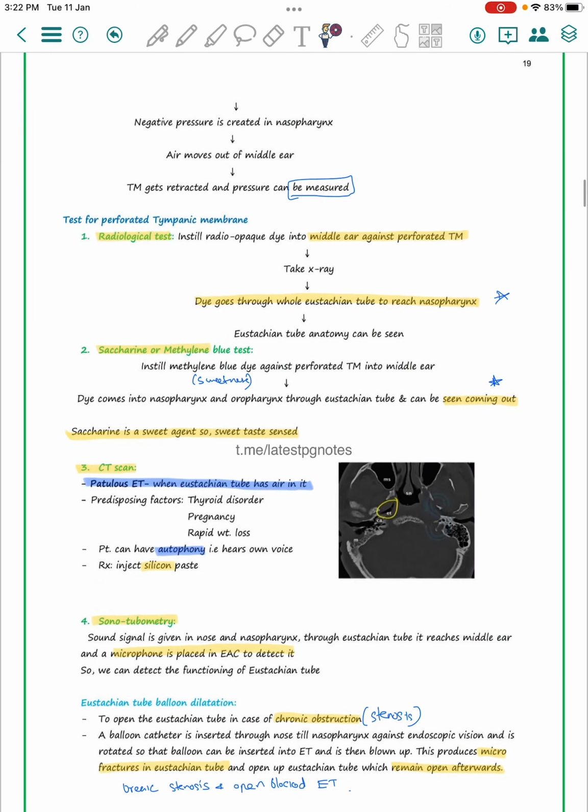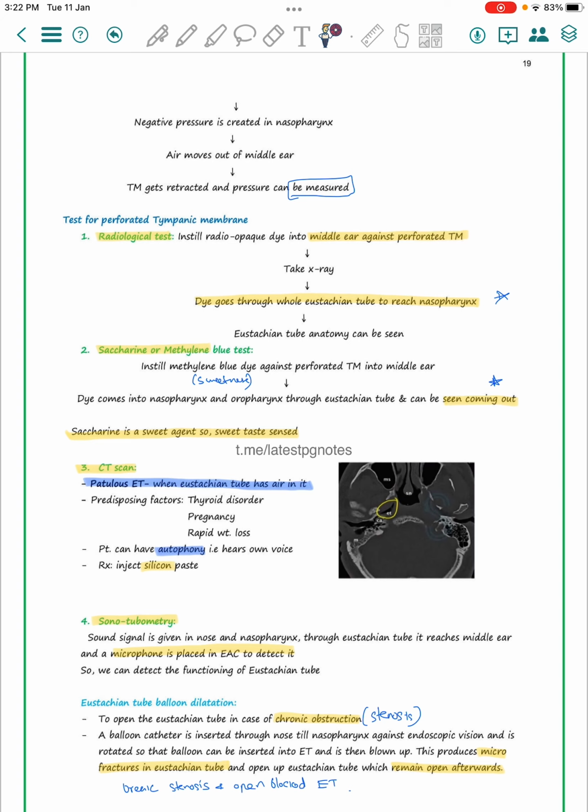Next you can see the tests for a perforated tympanic membrane. In case of a perforated tympanic membrane, we need to identify whether the Eustachian tube is blocked or open. For this we can do a radiological test. We give a radio-opaque dye into the middle ear through the perforated tympanic membrane, take the X-ray, and we can see the dye going through the Eustachian tube to reach the nasopharynx.